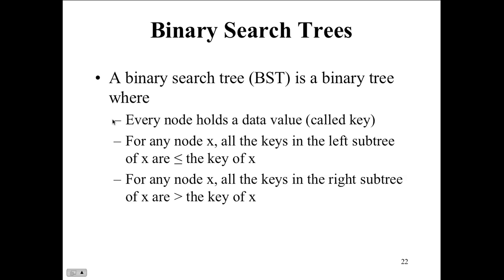In terms of the binary search tree, this is a special form of the tree. A binary search tree is a binary tree where every node holds a data value, called a key. For any node x, all of the keys in the left side of the tree of x are smaller than or equal to the key of x, and all of the keys on the right side of the tree are larger than or equal to the key of x. So we put the smaller value on the left, the larger value on the right, and x is the parent node.